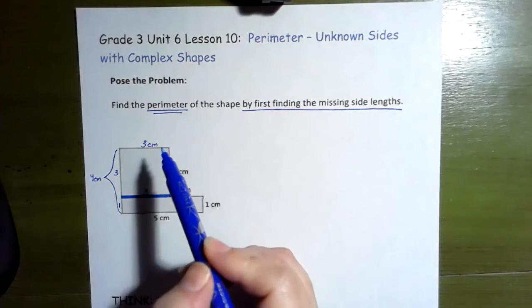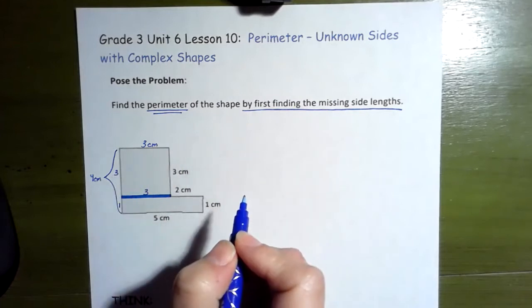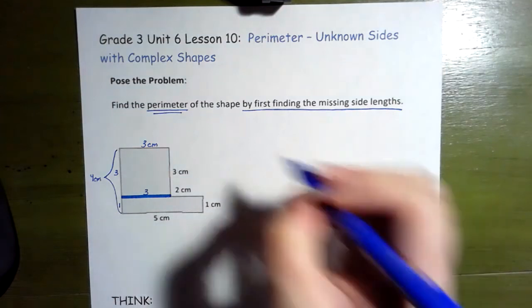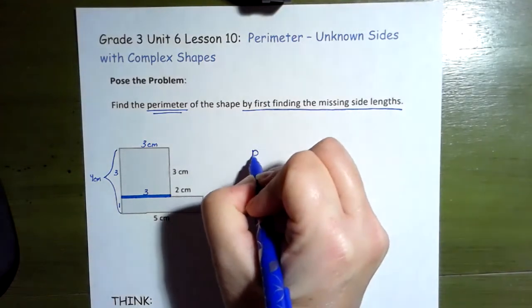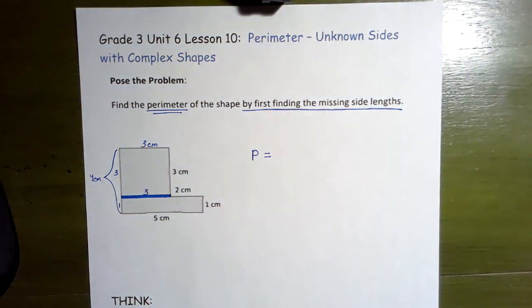First, we had to find the missing sides. What equation could we write to find the perimeter? And why does it work? We can use perimeter as capital P. Say it to your screen. Great job.